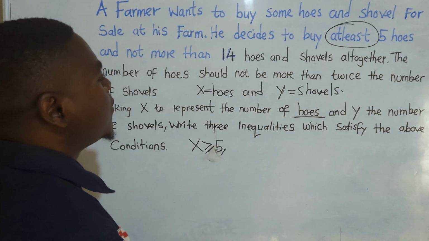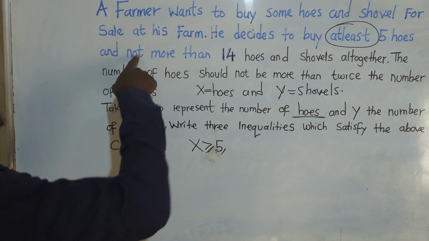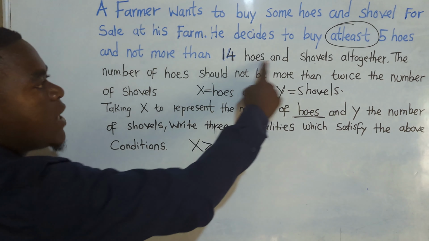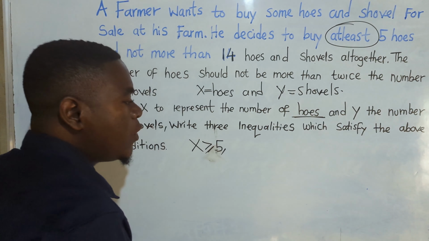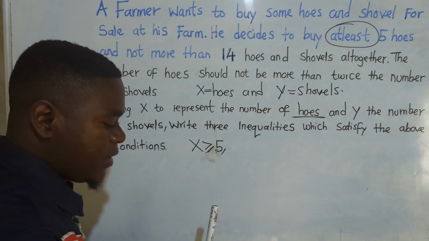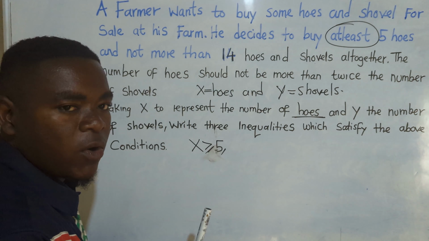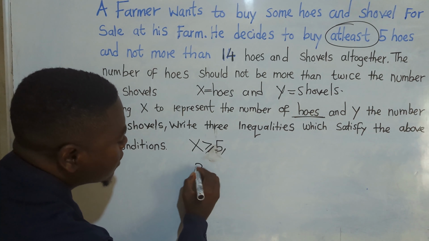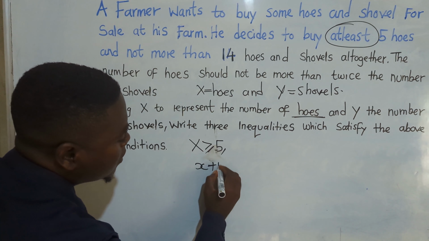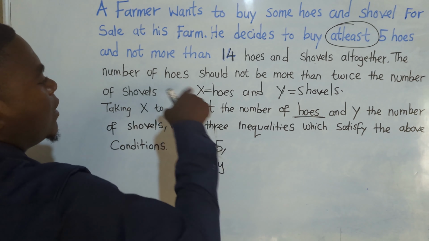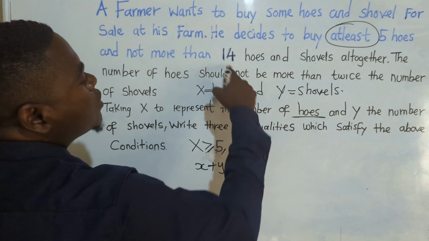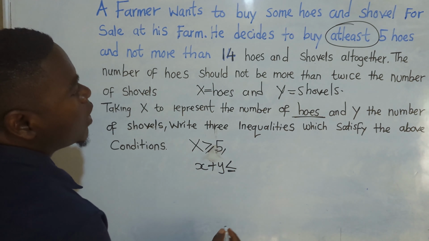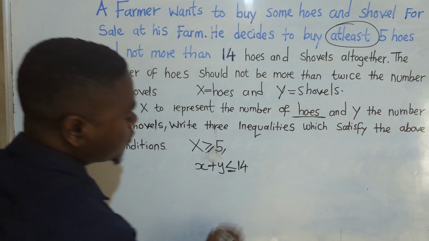I move to the next one. The next one, and not more than what? 14 hoes and shovels altogether. Not more than. It means they are getting hoes and shovels. So not more than 14. It means that the X plus the Y should not be more than, the question says not more than. It means it is less than or equal to. Equal to what? Equal to 14.